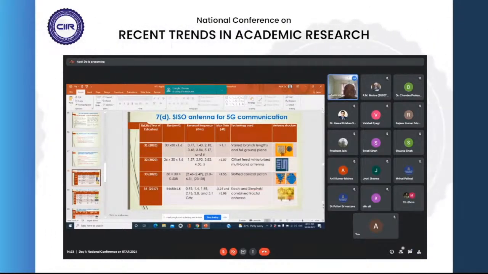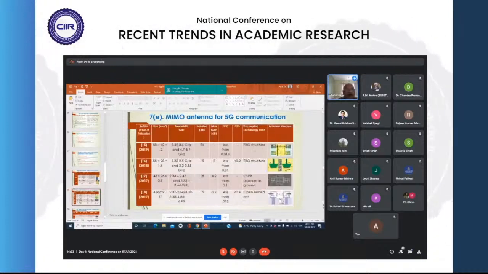Now, there are some more antennas. We are going back. Again, these antennas are larger in dimension. The minimum dimension I have already shown you in the first case.